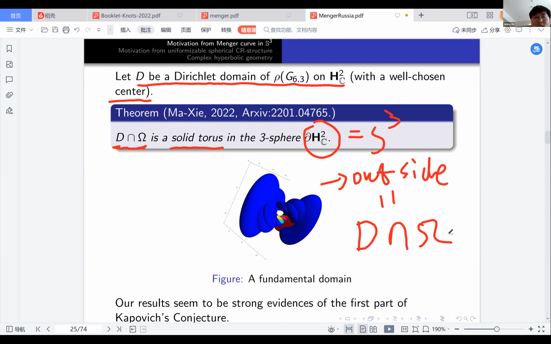So our results, the first one being that the 3-orbifold is hyperbolic and the second one being that it is a solid torus, seem to be strong evidence for the first part of the Misha Kapovich conjecture, but right now we cannot prove the Kapovich conjecture.